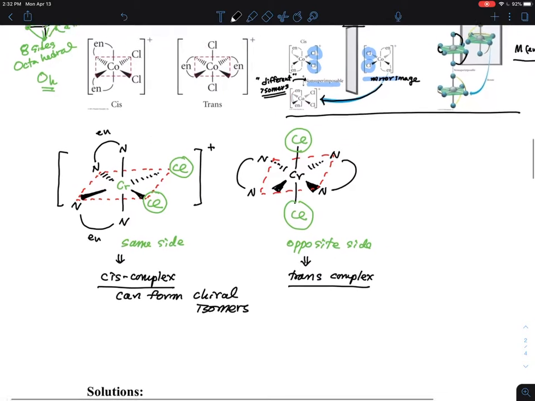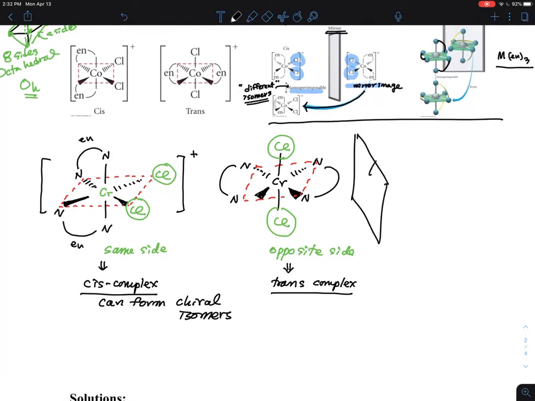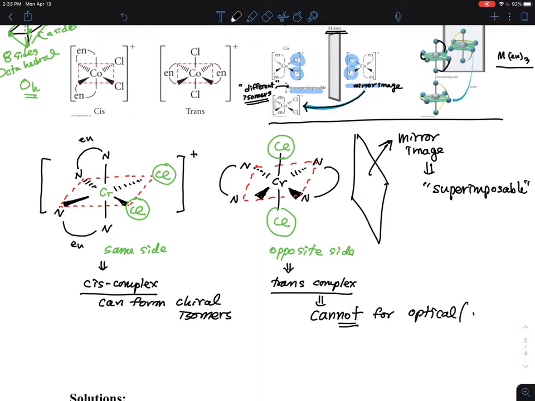Whereas with the trans, if you put a mirror here, you find that the mirror image is actually superimposable. Therefore this one cannot form optical or chiral isomers.